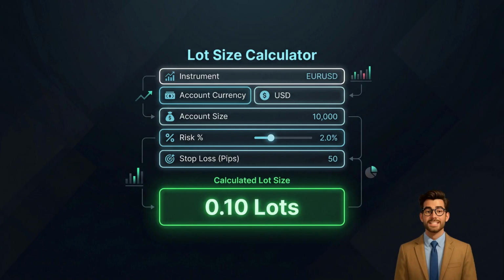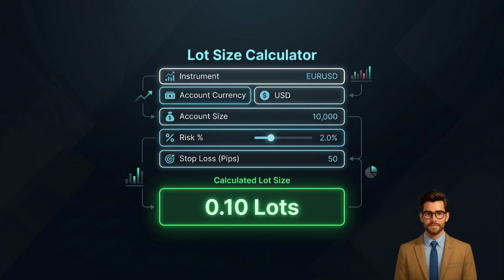A Forex Lot Size Calculator is a digital tool that instantly computes the exact lot volume you need to execute based on your personal risk parameters and the real-time exchange rates of the market. It removes all human error, all emotion, and all guesswork. Let me walk you through exactly how to use it, step by step.